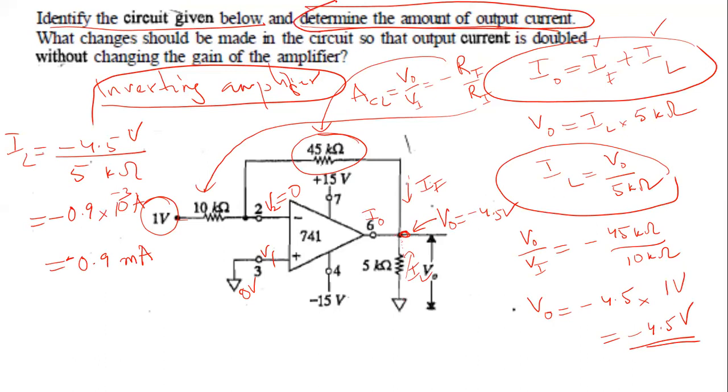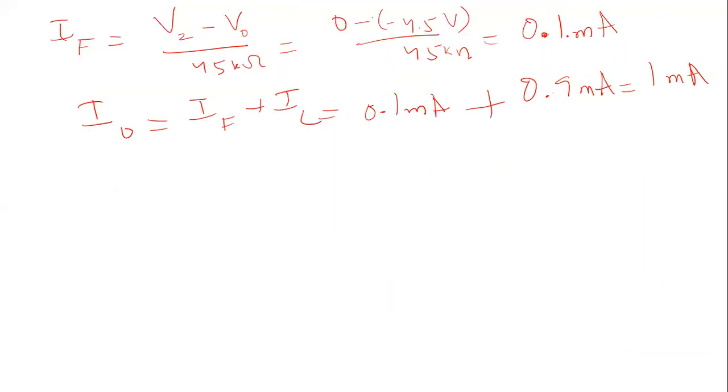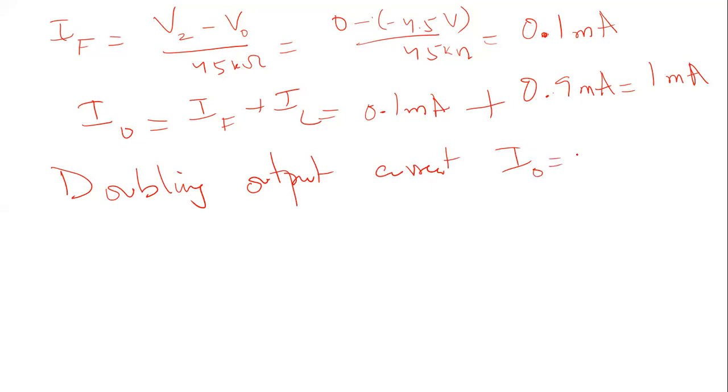Now the next problem is, what changes should be made in the circuit so that the output current is doubled? Okay, so we need to double the output current. Doubling the output current means your I naught has to be double of this, means 2 milliampere. Your I naught has to be 2 milliampere.